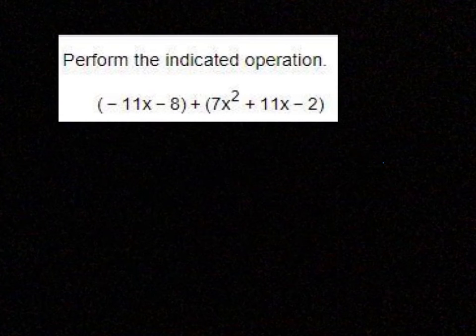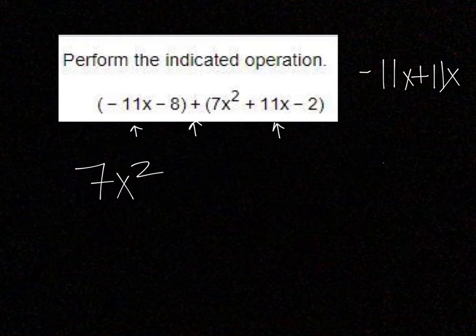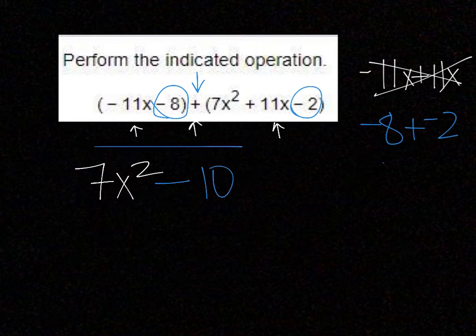All right, so same exact type of problem. I'm going to start off with my 7x squared. He has no friends. Then I'm going to go to my negative 11x and my positive 11x, and their operation is plus. So negative 11x plus 11x cancels out, and I get a 0. And then our last one that we're looking at is our negative 8 plus negative 2. Negative 8 plus negative 2 gives me a negative 10.